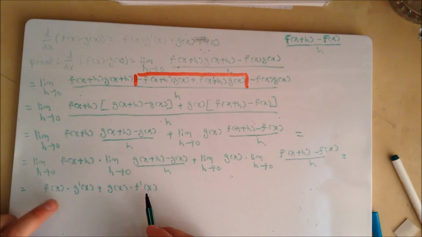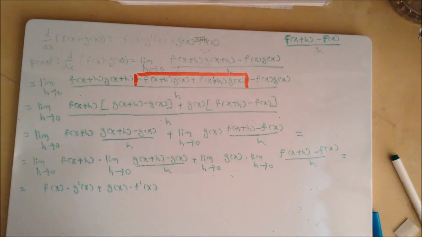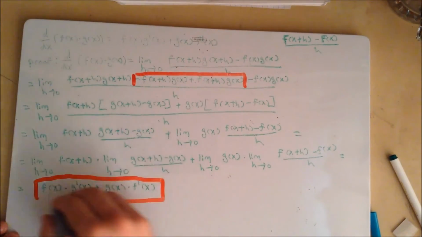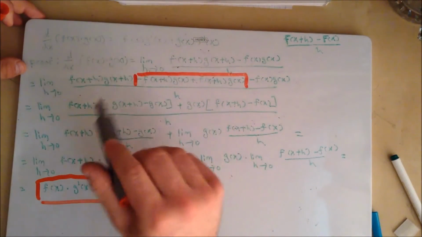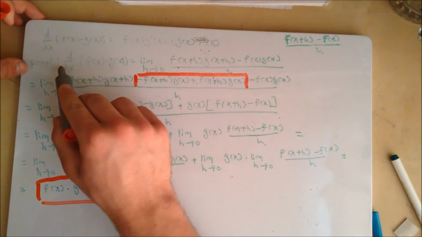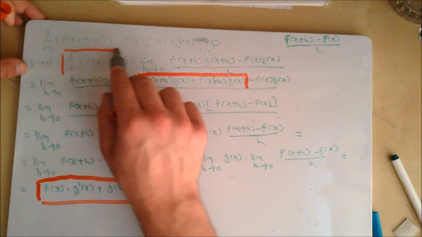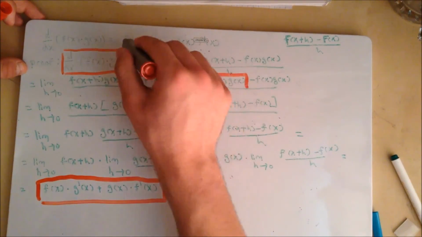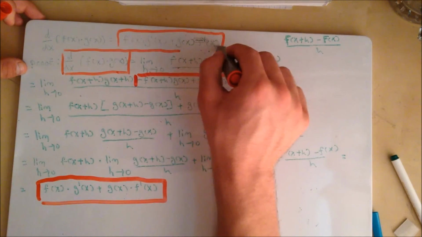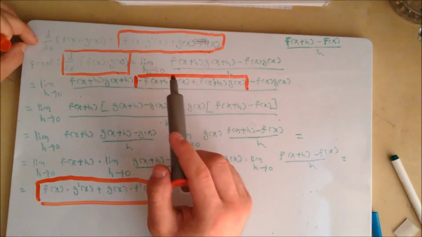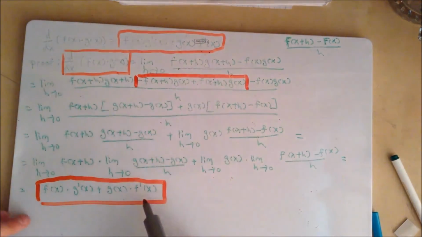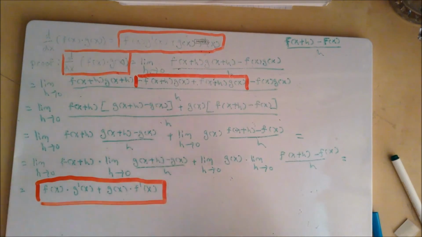So as you can see here, we started with the derivative here, and we wanted to find this right here above. We wanted to say that the derivative of a product is equal to the product rule, and this is what we got at the end. So we've proved the product rule.